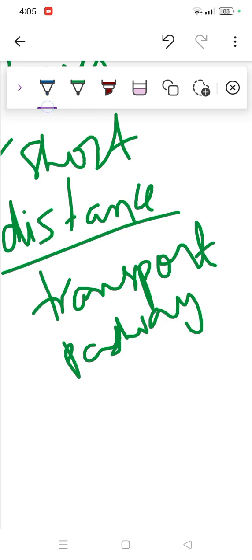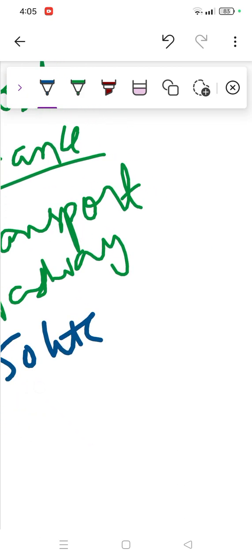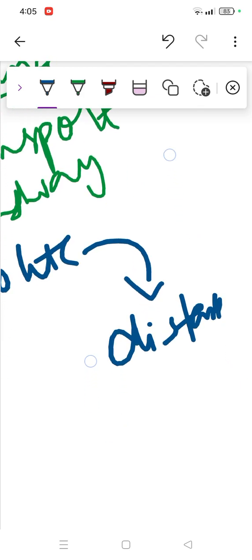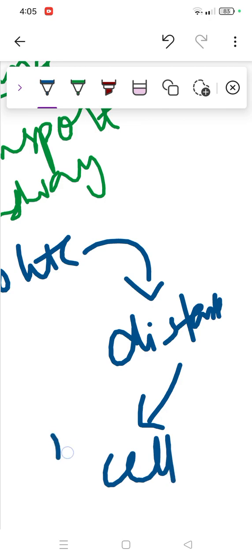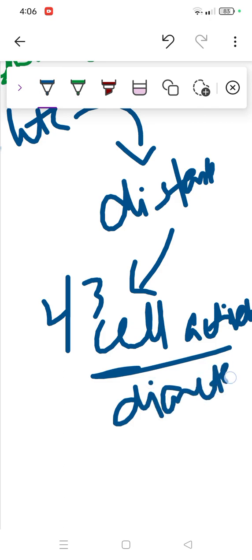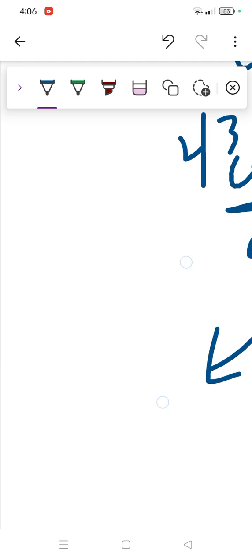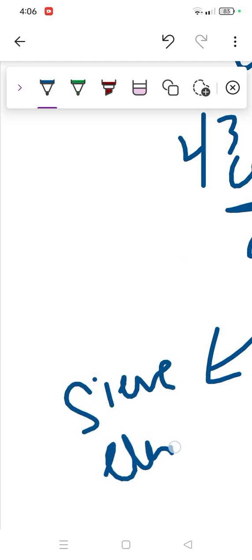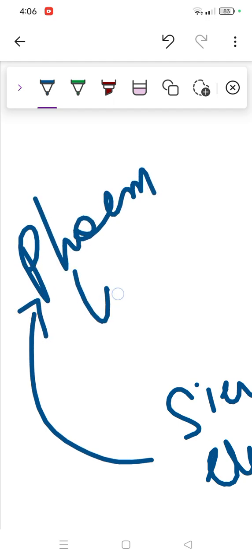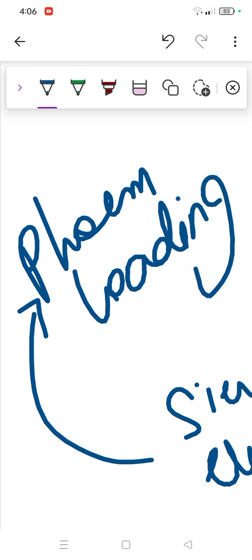If you're wondering why it is called this, it is because the solute covers a distance of either two or three cells, actively, in a sense 2 or 3 cells in diameter. Then the sucrose is actively transported to the sieve elements. And this step we also call phloem loading. So I'm sure it's clear to you.